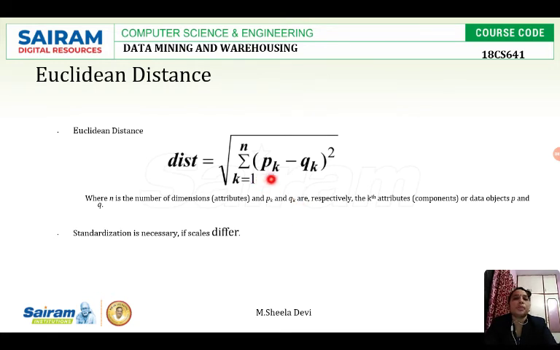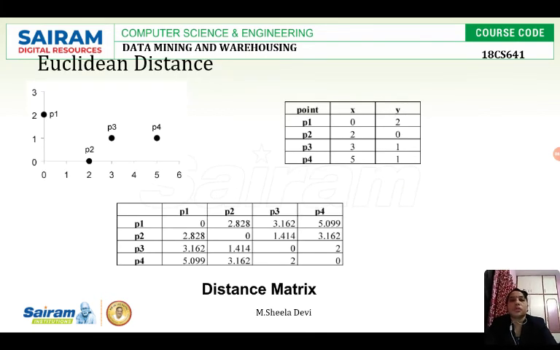Now you have to remember that P is nothing but the value of the data objects and k is nothing but the attribute. See here, with this example I can explain you clearly. This tabular column represents the data objects, that is P1, P2, P3, P4 are the data objects, and we have two attributes here, that is x and y. Now if I want to calculate the dissimilarity or distance between P1 and P2, what should I do?